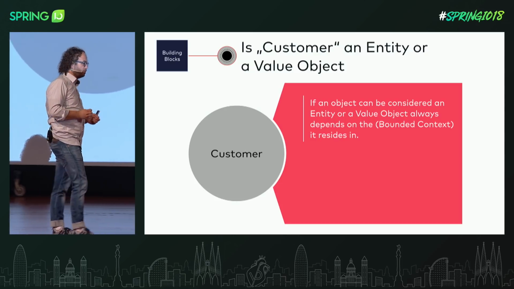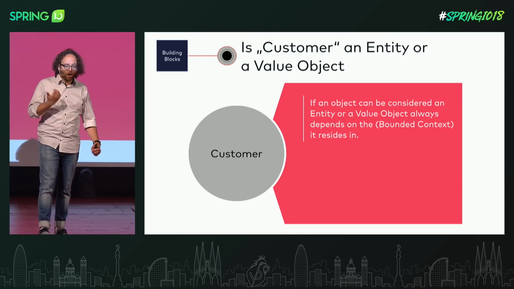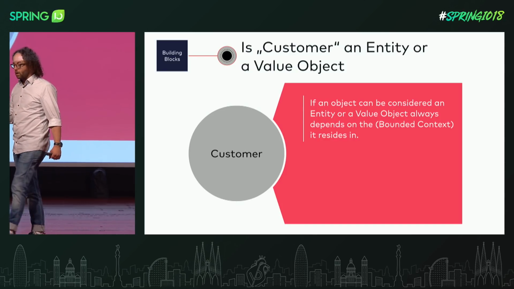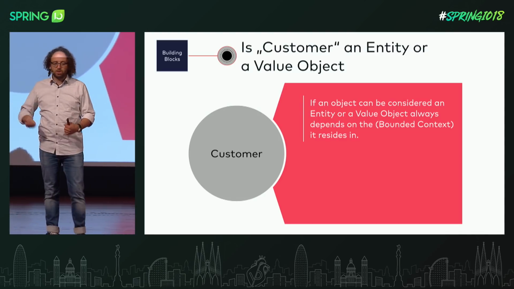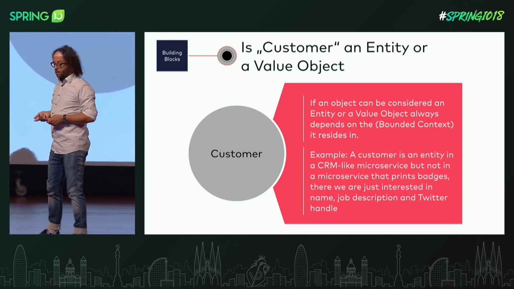You will have some bounded contexts where the customer is an entity, and it is rightfully so an entity. But you have other bounded contexts where the customer may not be an entity, where we just care about a couple of values, and we're good to go about that.